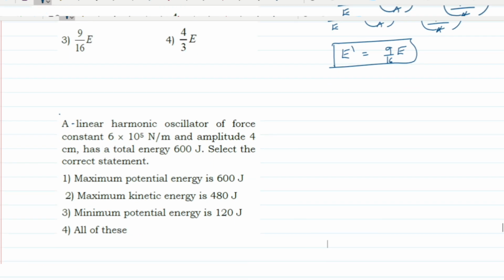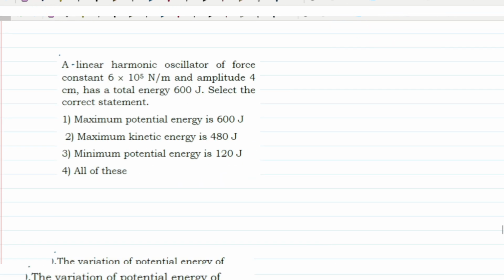The next question says a linear harmonic oscillator of force constant is given. The force constant value is 6 into 10 power 5 Newton per meter, and the amplitude is given as 4 centimeter. And the total energy value is given as 600 joules. Select the correct statement they are asking.